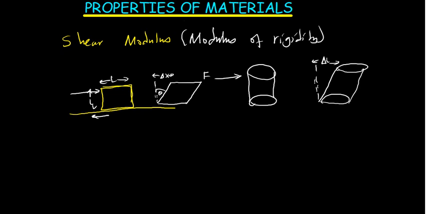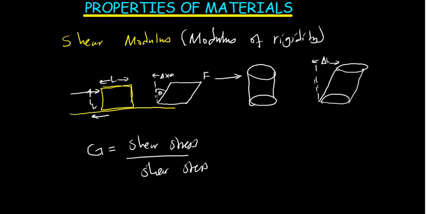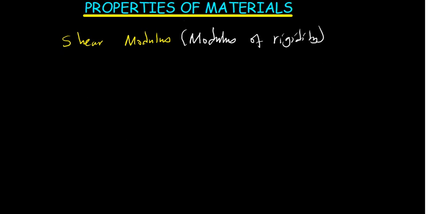And for shear modulus, we use the symbol G. Shear modulus is given by shear stress divided by shear strain. Well, the formula for stress and strain remains the same. Stress is force over area. Strain is change in length over actual length. So that is the formula also for this one. Now, the last one we should understand is bulk modulus.